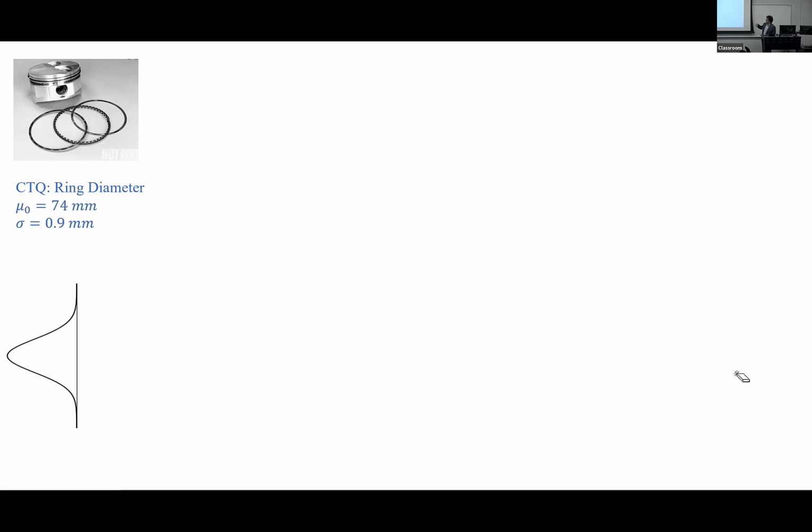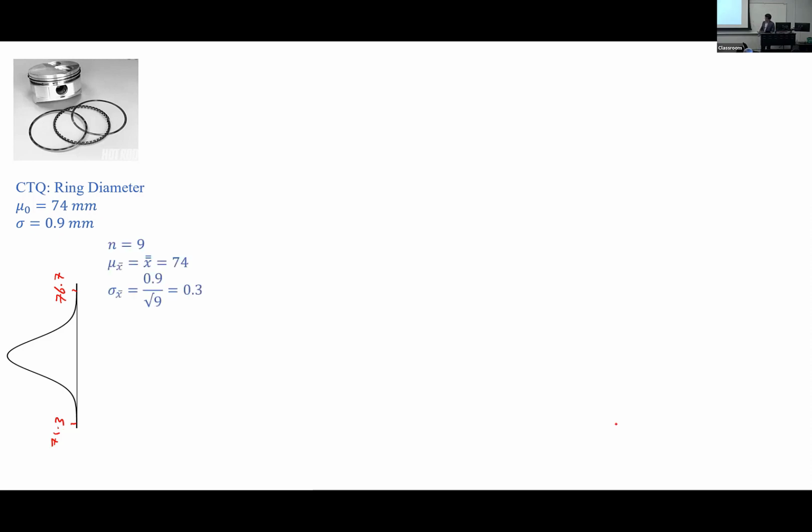So mean plus minus 3 sigma. Mean plus minus 3 sigma is going to be 74 plus 3 times 0.9. So it can go as high as, let's say, 76.7. Mean plus 3 sigma. And then mean minus 3 sigma is going to go to 71.3, right? So that's the actual parts.